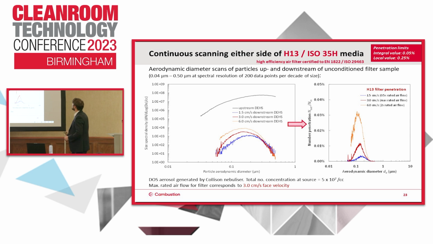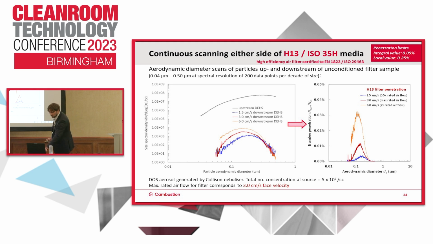Now, moving on up to the higher efficiency air filters, so H13 and EN 1822. The left-hand plot shows in gray the challenge. This is the input size distribution from the aerosol source. This is a Collison nebulizer for DOS oil aerosol. And then these three scans show what's downstream of the filter media sample. And then you divide the spectral density downstream by the upstream to obtain the graph on the right. So this is showing the particle penetration characteristics. It's just up to 0.05% by number.